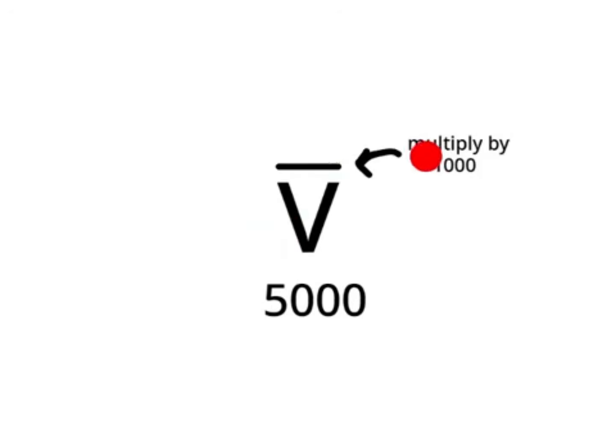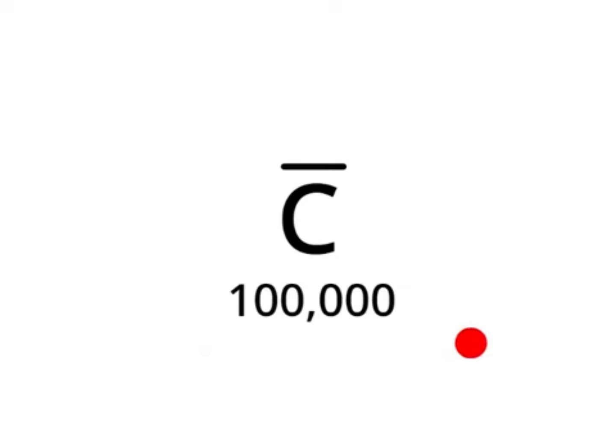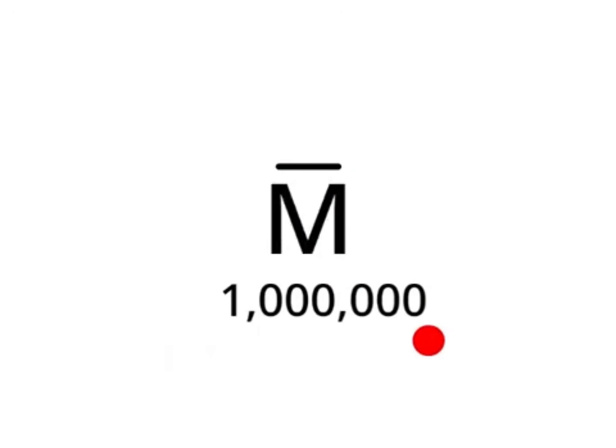So this line means multiply by 1,000. So anything we put under it will be multiplied by 1,000. So X with a line is 10,000. C with a line is 100,000. M with a line is 1,000,000. And you can see where this goes.